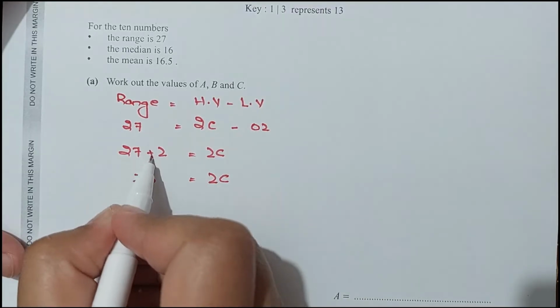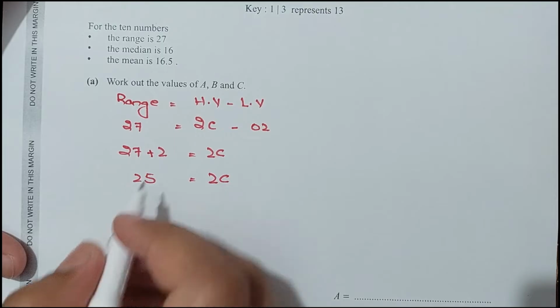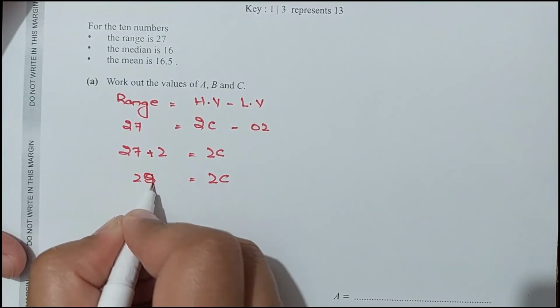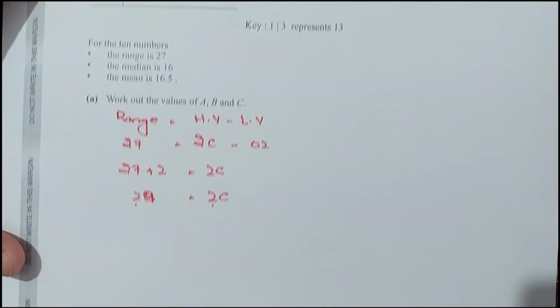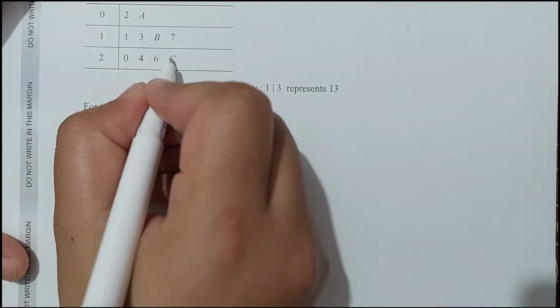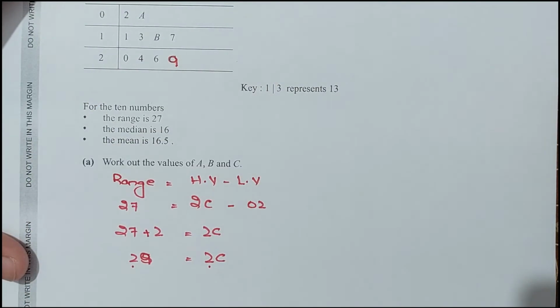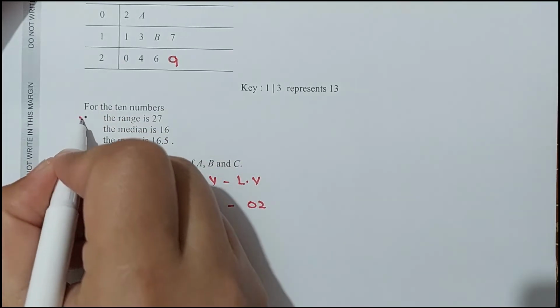Sorry, it's subtract and it's moved. It would be add. 27 plus 2 is 29. So 2 and 2. So the C value is 9. Right? So here the C value is 9. We got the C. We have done with the range.